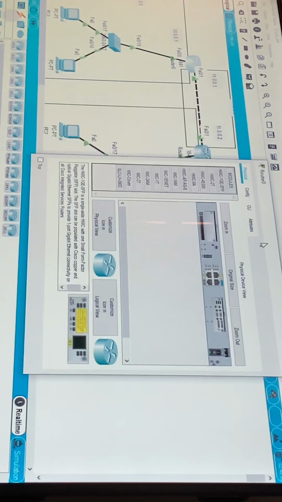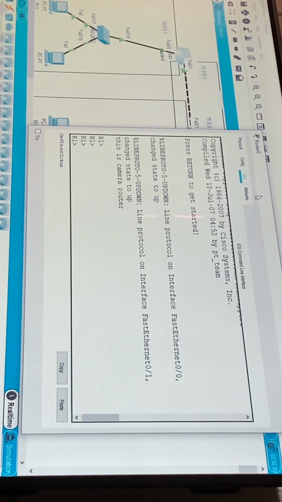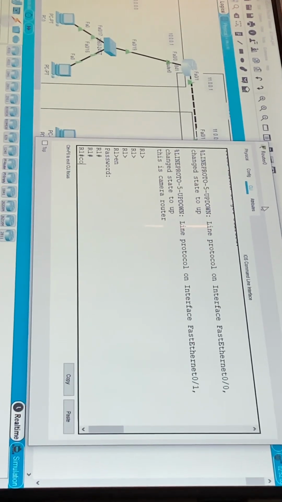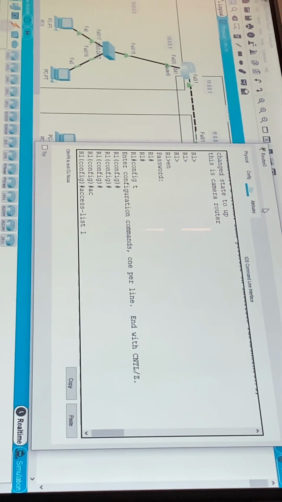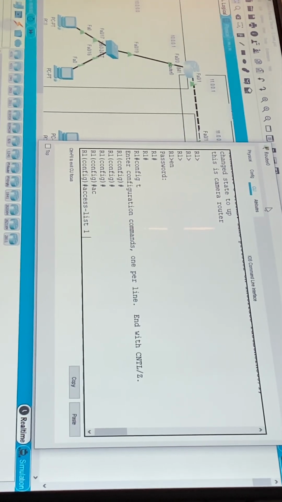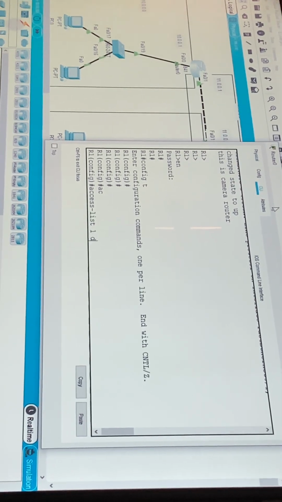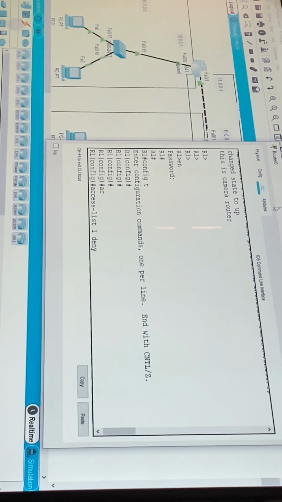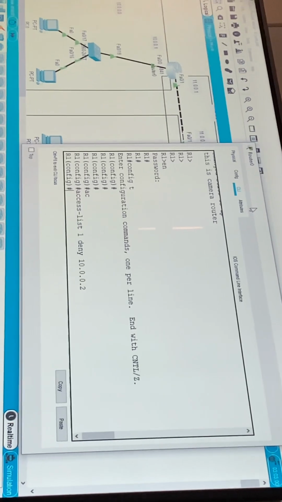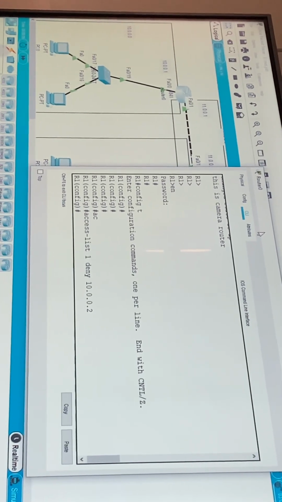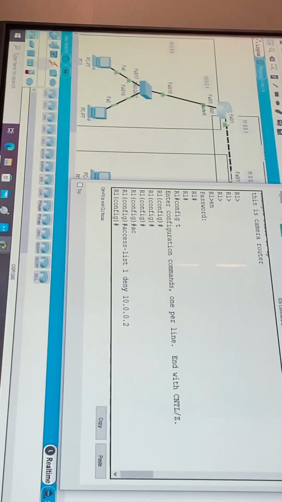I will go to the router. Enable. Config T. Access list 1. When I choose 1, it means I'm using the standard one. So, access list 1 deny 10.0.0.2. So who did I deny? 10.0.0.2. Where to deny it, we don't know until now. We just deny it, but where, we don't know.